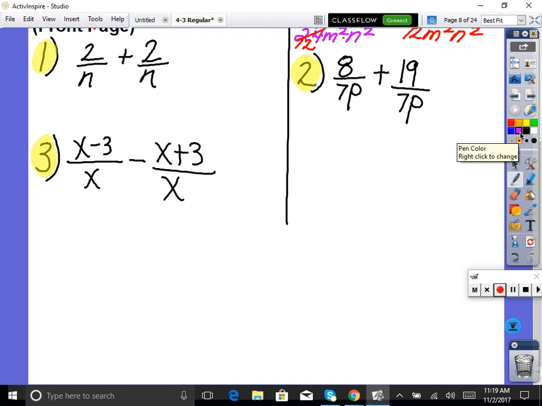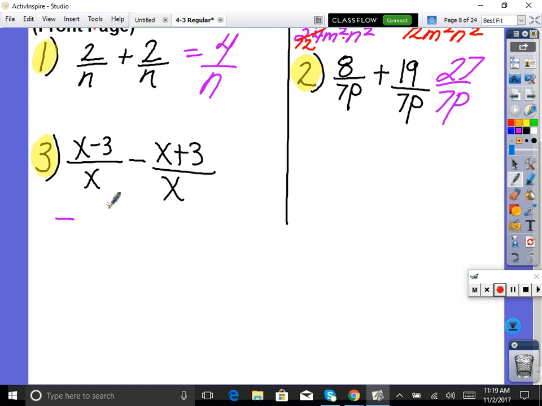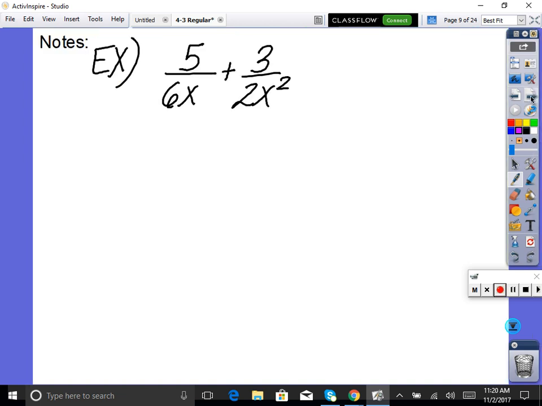Okay, on the first one, what did you get? 4n? Okay, on this one you got? And nothing divided out? Interesting. And here? Negative 6 over x. Do I need to go through that one, or we all got it? You all got it? Sweet. We won't go through it then. Very good. Okay, now go back to your notes.